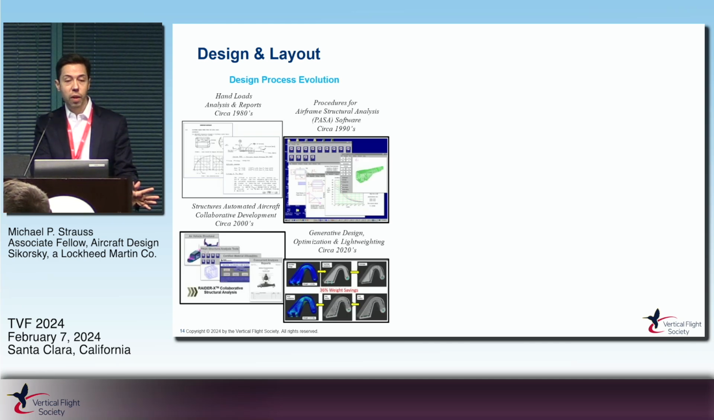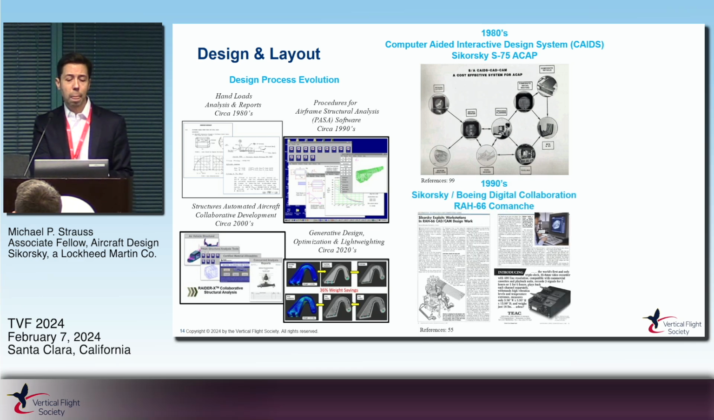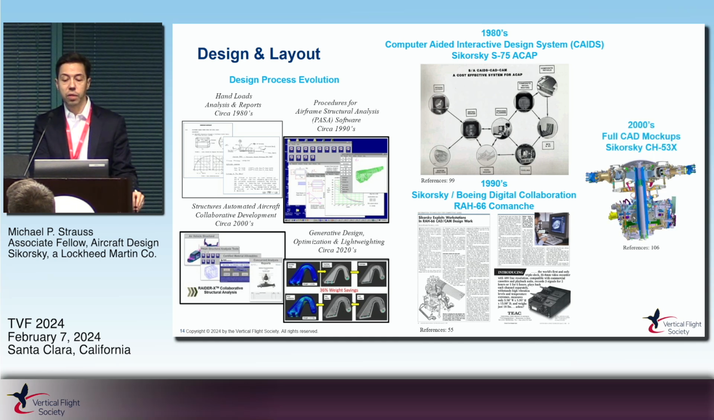Design and layout, you know, how it evolved. Even through the 1980s, aircraft design was still done with hand loads and handwritten papers. In the 1980s, computer-aided design came about in the Sikorsky S-75 ACAP, Advanced Composite Aircraft Program. It's actually the first aircraft that was designed on computer-aided systems at Sikorsky. I have a reference in the paper from the 1990s, an AFWEEK article showing how Comanche design was being done in computer systems, leading to 2000 mock-ups.